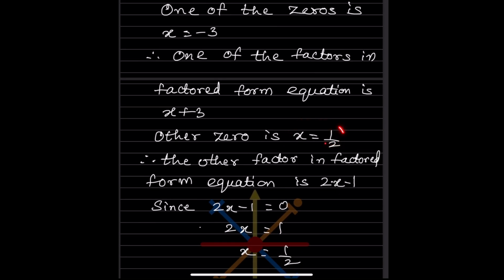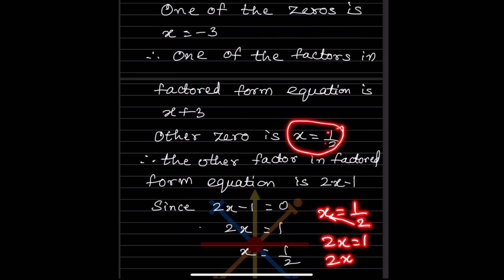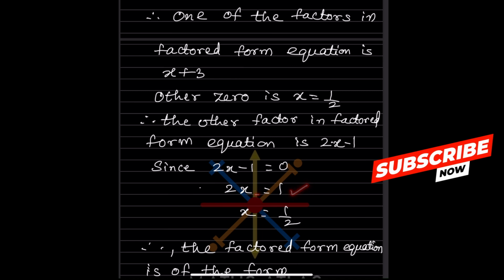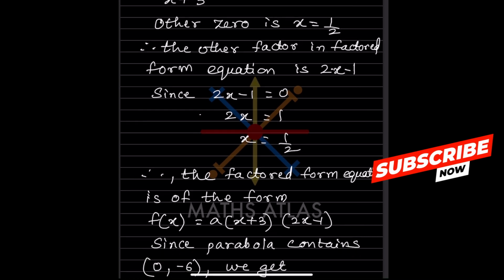So how will you find the factored form of this one? X is going to be 1 by 2. So when you take this on this side, 2x is going to be 1, so that is 2x minus 1. Hope you got this one. How did I get this? 2x minus 1, because x is 1 by 2, so you have to take that 2 on the other side. So 2x minus 1 is equal to 0 means 2x is equal to 1 and x is 1 by 2.